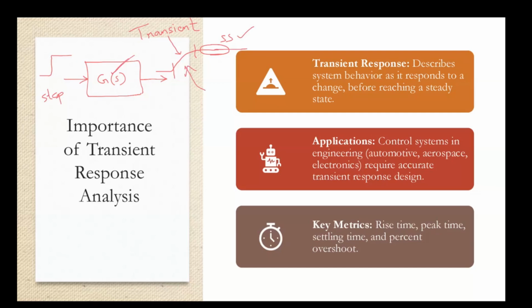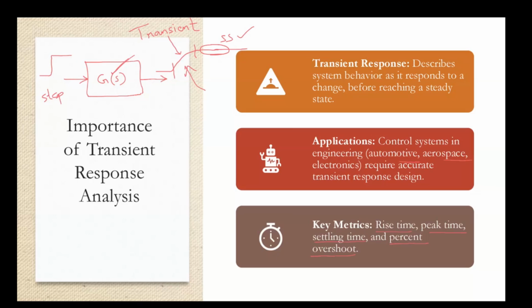Now this is very important in control systems, especially in the automotive industry and aerospace industry. So an accurate transient design is required in these industries. It is a part of safety also for the system. So the key metrics that we are concerned with are the rise time, the peak time, the settling time, and the percentage overshoot. We will see in detail what these metrics are.